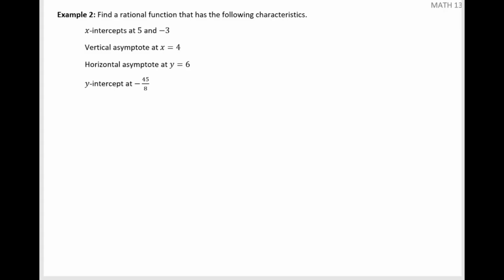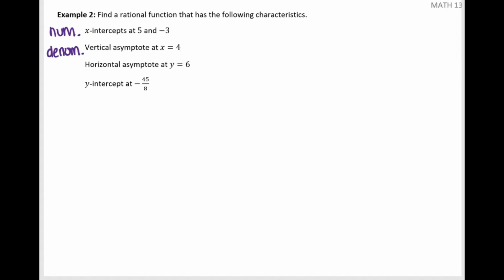Let's try to find a rational function that has the following characteristics. Remember, we're going to go through these. We're going to first figure out if they go in the top of the fraction, so the numerator, or in the bottom of the fraction, the denominator. So x-intercepts come from the top, or the numerator. I'm going to call that the num. Vertical asymptotes come from the denominator.